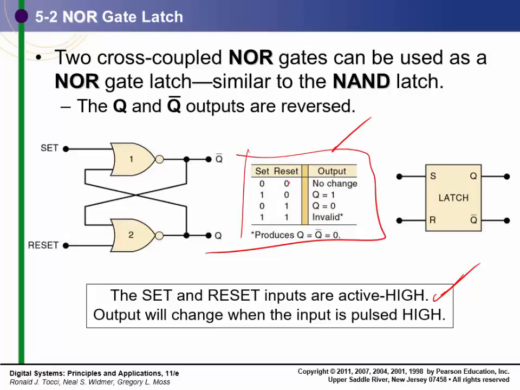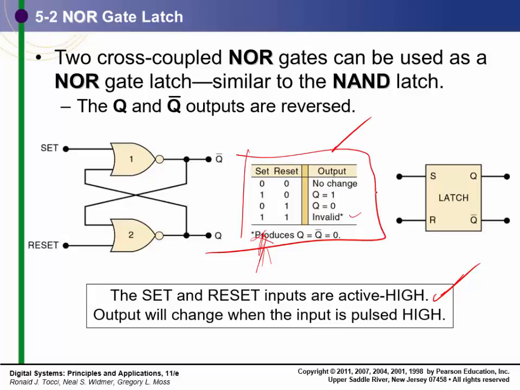Set 1, 0, 0, no change. Now, if we go back to our other one, 0, 0 is our invalid state. So this is set equal to 0. In other words, Q is equal to 1. In our other table, it would be Q equal to 0. If set is equal to 1, reset is equal to 0, then Q would go to 0. These inputs are reversed, and the outputs are reversed.